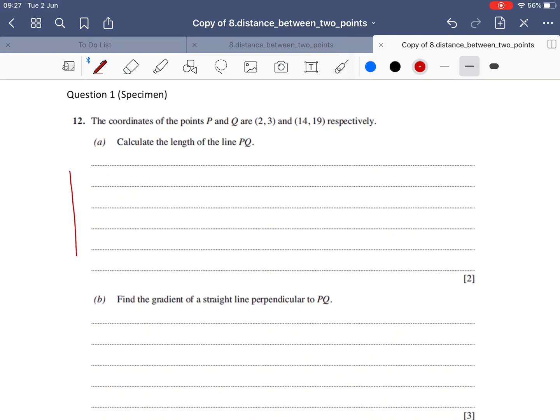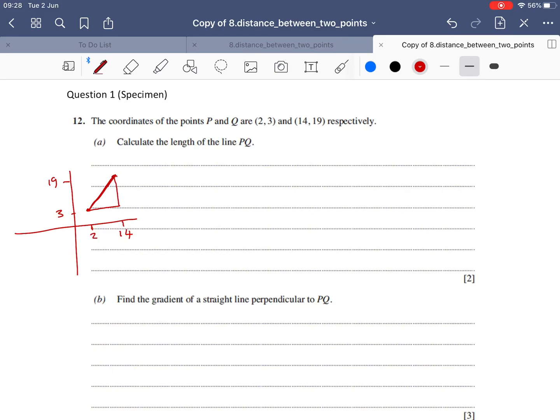So I always start these questions by sketching it, rough sketch. So if this is 2 and this is 3, that point is there. This is 14 and this is 19. See, they're not, you know, accurate, it's just a sketch. So I know my line is coming up like this. If I was asked to find the gradient later, I know that's positive.